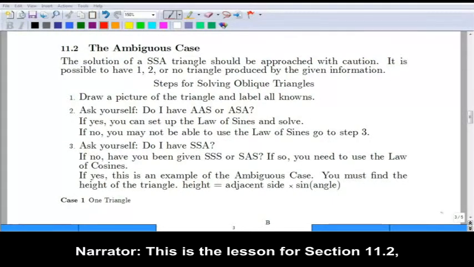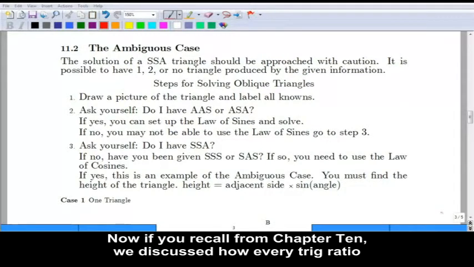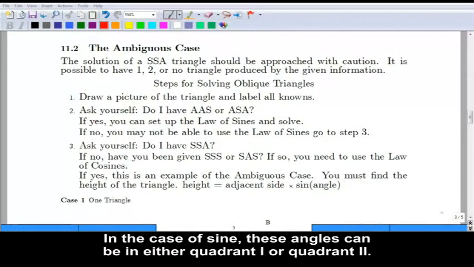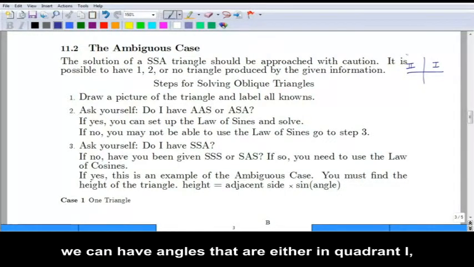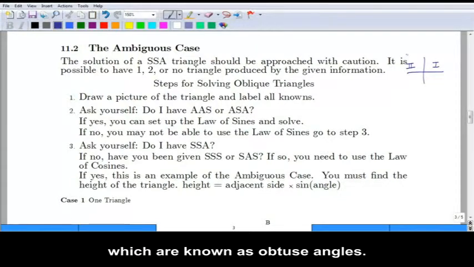This is the lesson for section 11.2, which talks about the ambiguous case. Now, if you recall from chapter 10, we discussed how every trig ratio works backwards to two angles that give you that ratio. In the case of sine, these angles can be in either quadrant 1 or quadrant 2. And when we're talking about oblique triangles, we can have angles in quadrant 1, which are known as acute angles, or we can have angles in quadrant 2, which are known as obtuse angles.